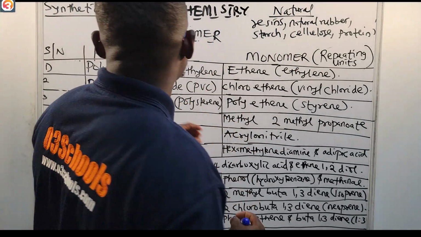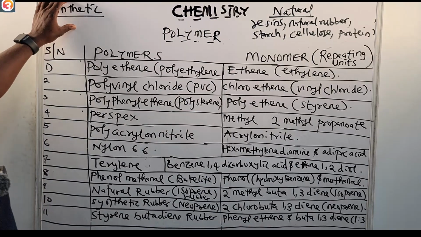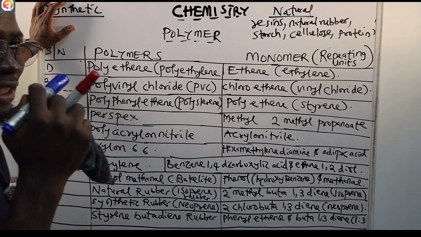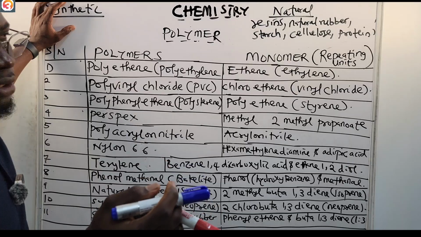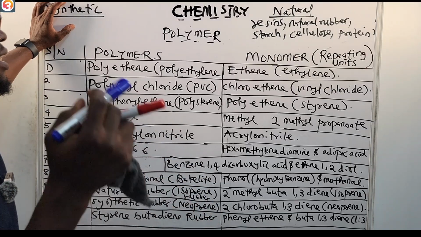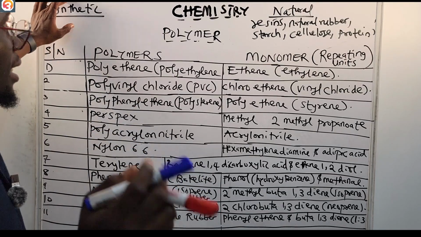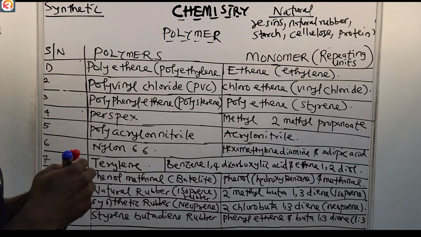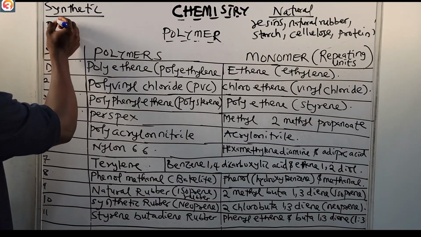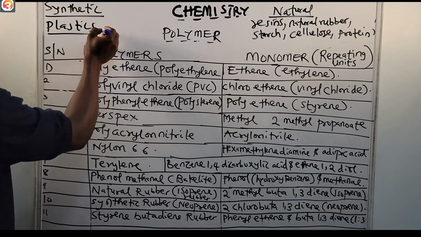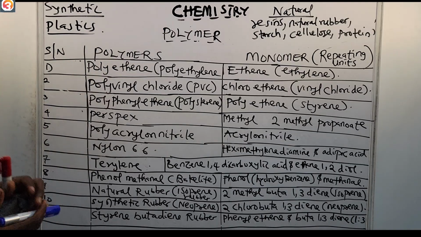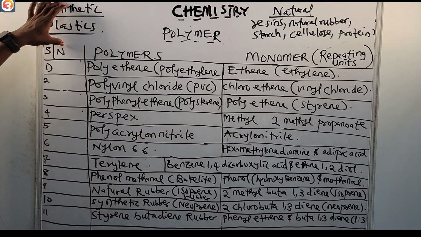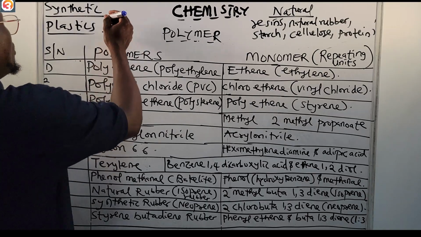While examples of synthetic, of course, they may be thermoplastic or thermosets. For synthetic, there may be thermoplastic or thermoset. Take note of that. Synthetic polymers themselves are known as plastics. You can also call them plastics. Synthetic polymers are known as plastic, and they may be thermoset or thermoplast.